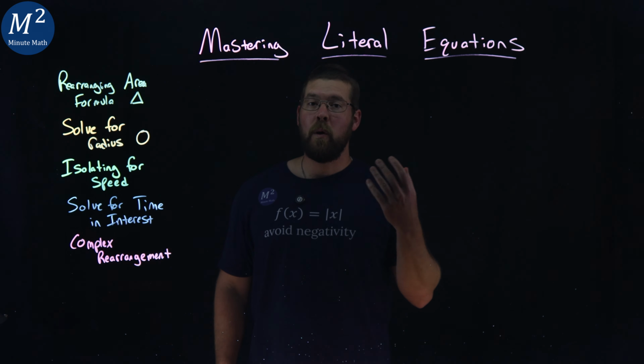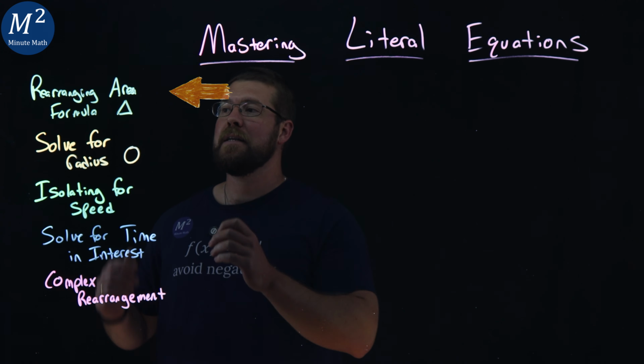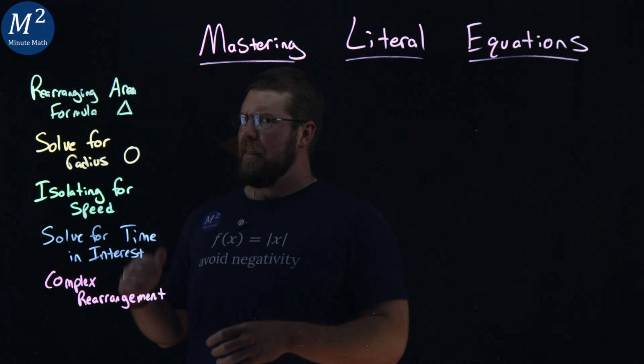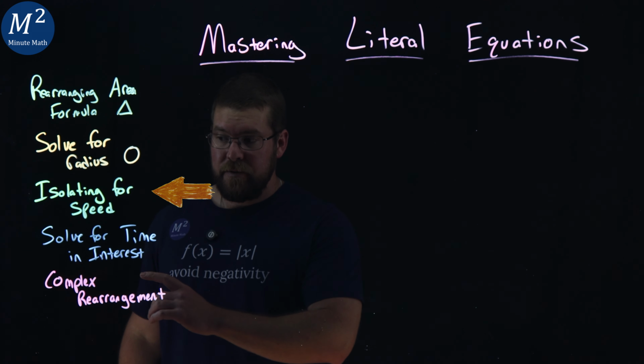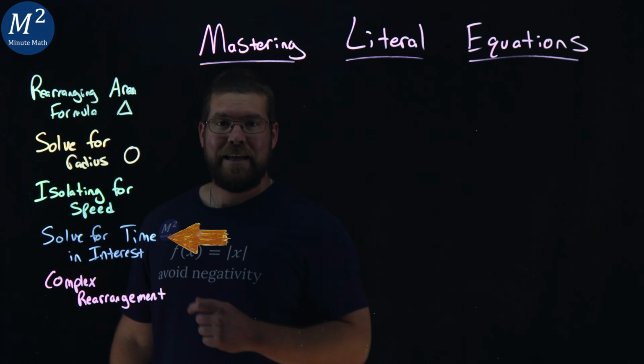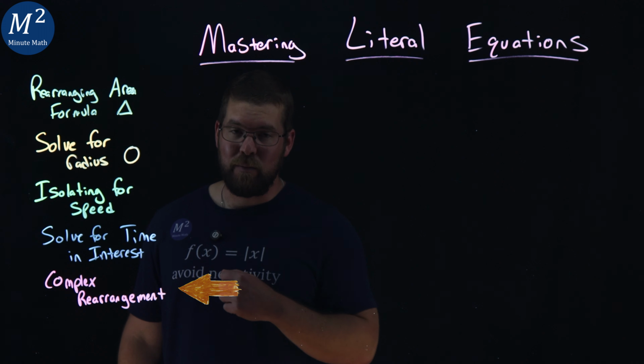Now let's review what we learned on literal equations. We first had a problem where we rearranged the area formula of a triangle. Then we solved for the radius of a circle. We isolated an equation for speed. We solved for time and interest. And lastly, we had a complex rearrangement problem.